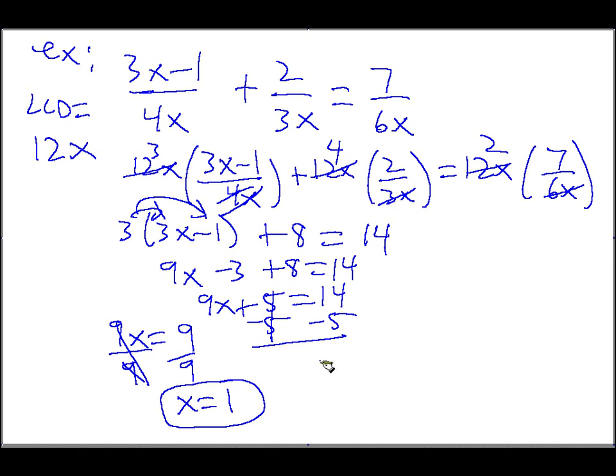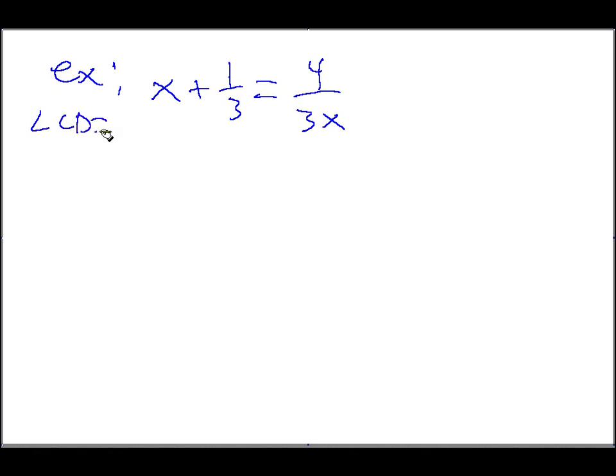All right, let's try another one. Let me clear this out. Let's look at this one. Let's look at x plus 1/3 is equal to 4 over 3x. All right. So let's multiply everything by the LCD to get rid of the 3 here and the 3x here on the bottom. So how do I do that?